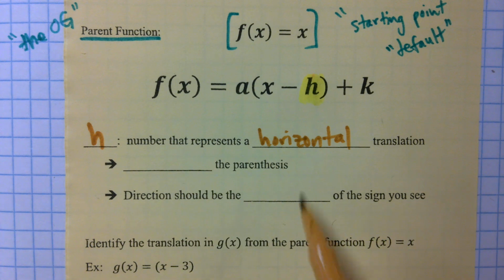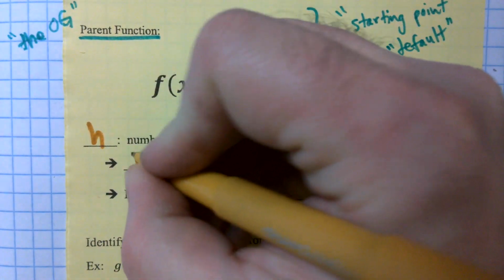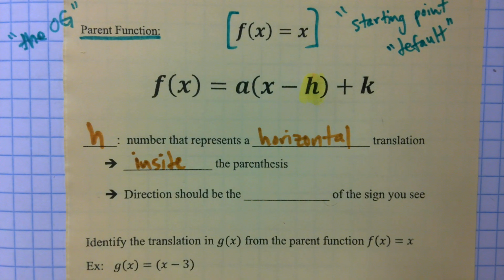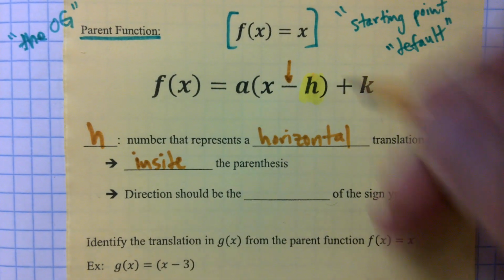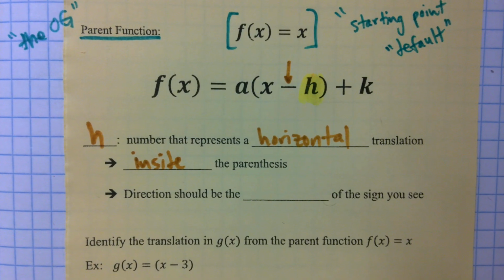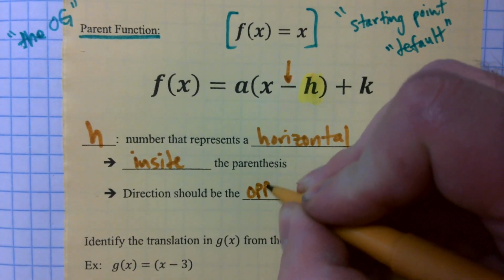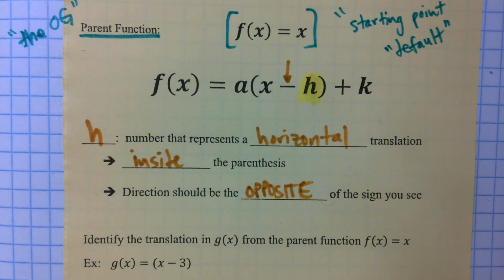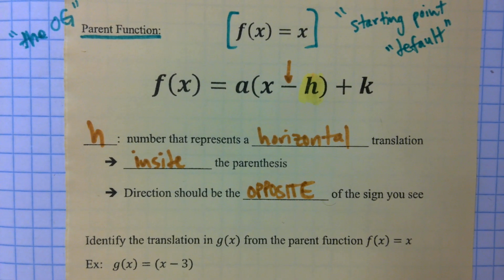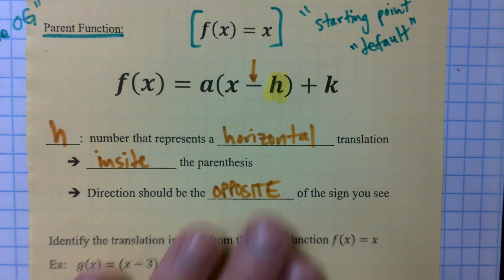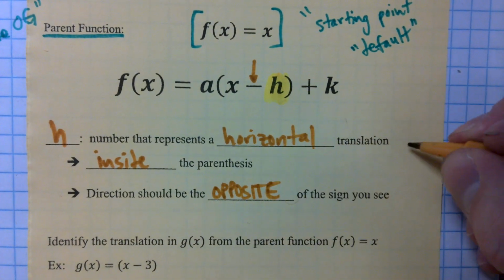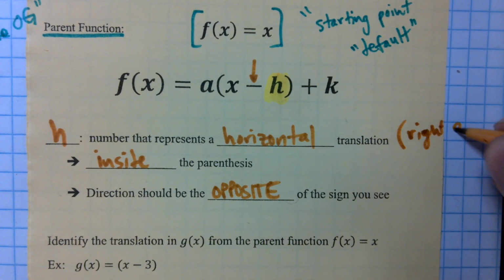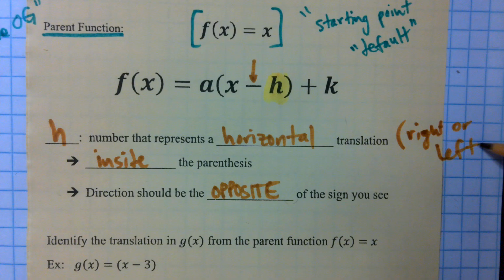I know that I'm looking at a number that is my h value because it's inside the parentheses. And because of this minus sign, the direction I'm translating should be the opposite of the sign that I see. Okay, we'll see what that means in just a second. But again, horizontal means I'm going right or left.